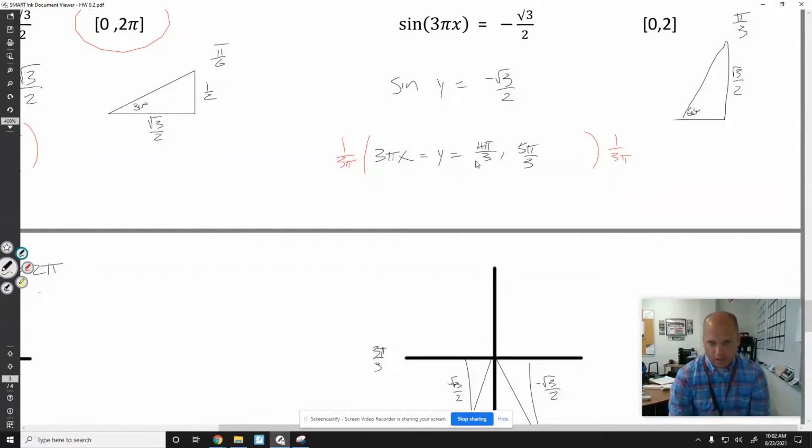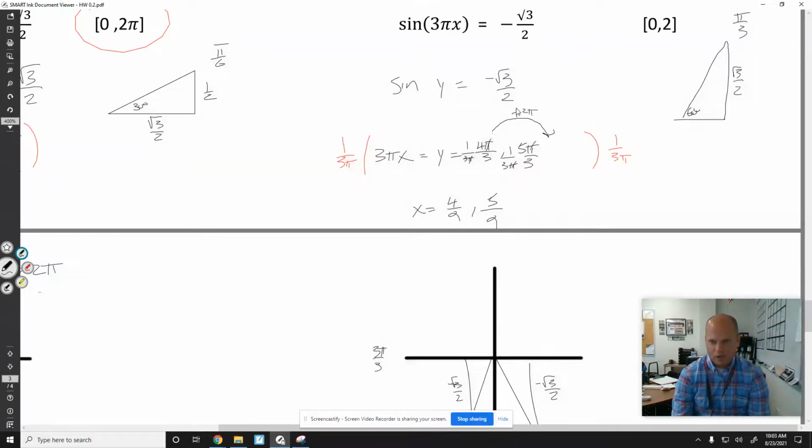Now, the 3's, or the multiplying, goes across the bottom. So let me show you. 1 over 3 pi. The pi's cancel, but it's not the 3's that cancel. The 3's get multiplied by each other, giving me 4/9. Here, 1 over 3 pi. Pi's cancel, but the 3's multiply. They don't cancel because they're in the same spot. 5/9. Okay. Are those between 0 and 2? Definitely. But let's keep investigating.